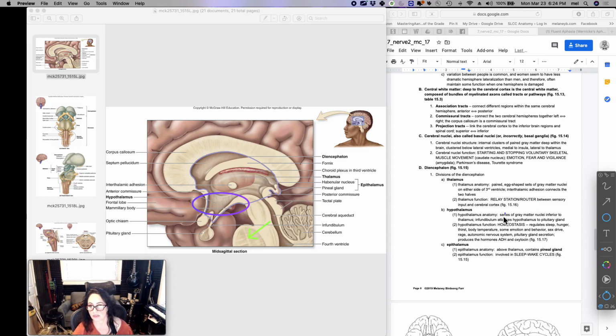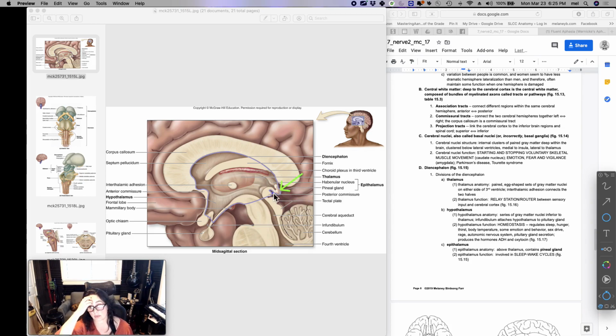But let me elaborate. So homeostasis, this portion regulates sleep, hunger, thirst, body temperature, some of your emotions, some of your behavior. Your sex drive is partially there. Rage, this little guy helps the amygdala out with rage. It also regulates the autonomic nervous system. It regulates the pituitary gland secretion, and it produces two of its own hormones. So it's a busy little monster. And it's not very big, and it's not very anatomically impressive, but it sure is important. So that's your hypothalamus.